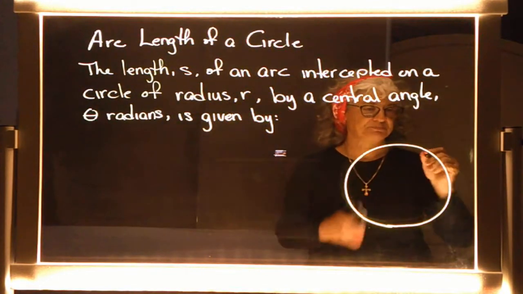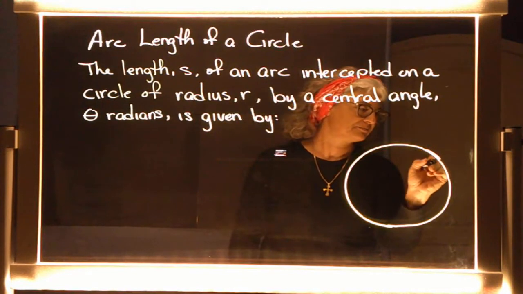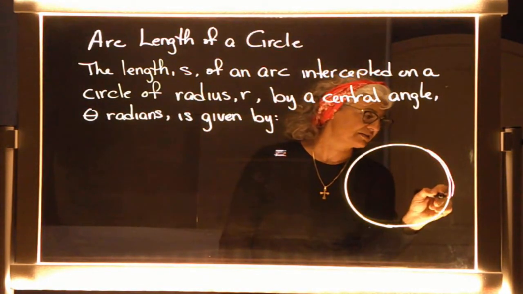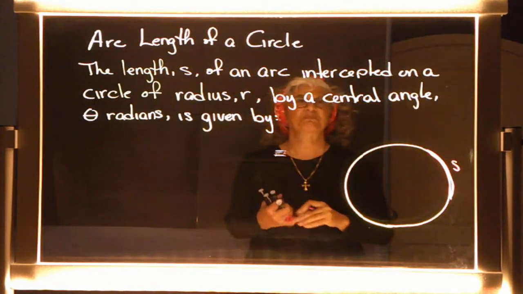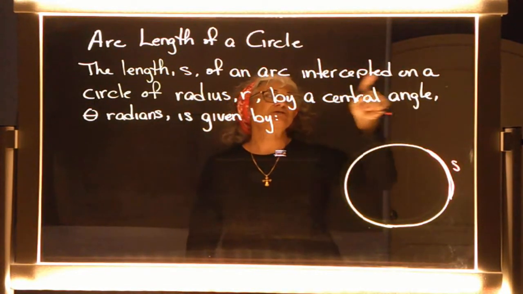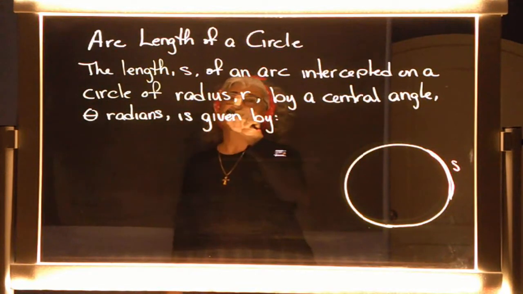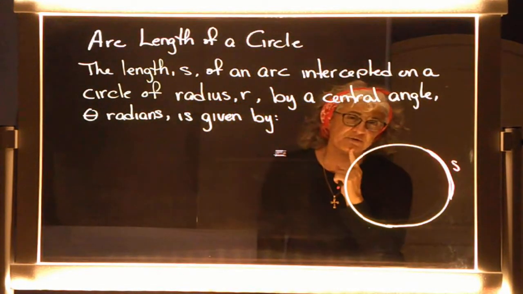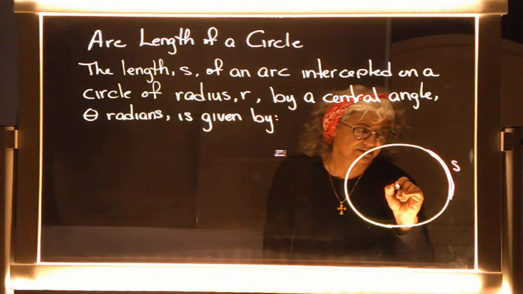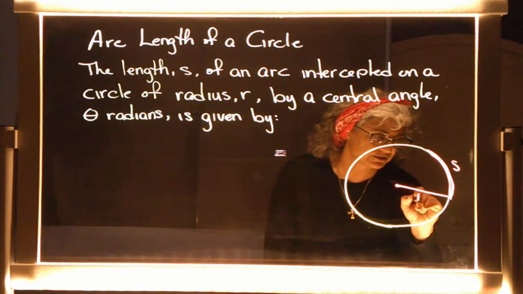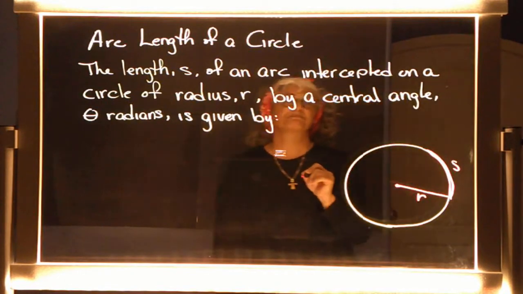So, here's our arc, because the circle doesn't have any sides, right? So this is our S. And this arc is intersected on a circle of radius r. Okay, so where's the radius of a circle? The radius of a circle starts at the center and goes out. So this is my radius r.